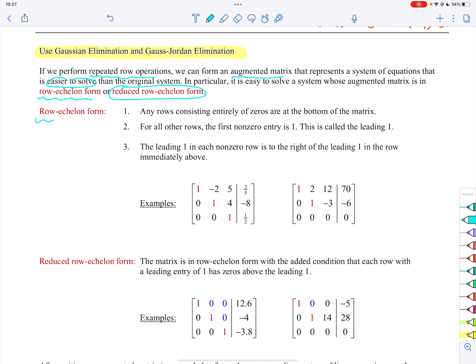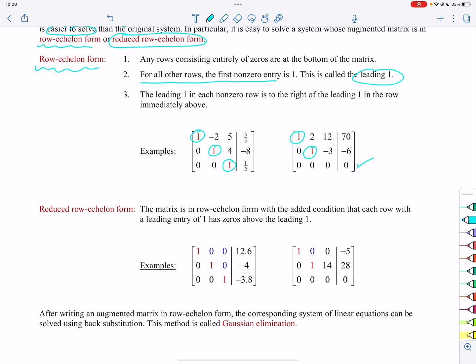So let's talk about row echelon form first. Row echelon form has all rows consisting entirely of zeros at the bottom of the matrix. So any rows that have all zeros are going to be on the bottom. For all other rows, the first non-zero entry is 1, and this is called the leading one. The leading one in each non-zero row is to the right of the leading one in the row immediately above. So as you can see, we will have ones on the diagonal. Both of these are examples of row echelon form.